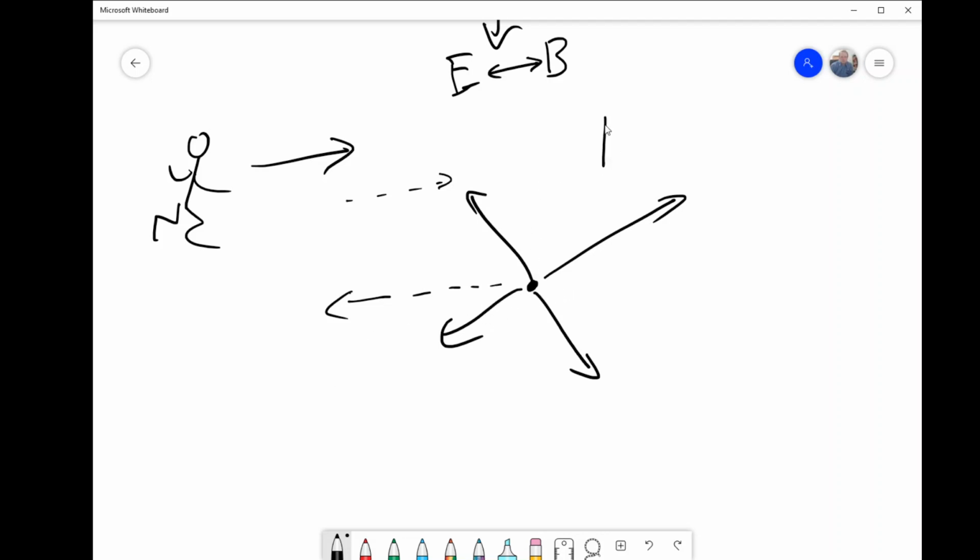A magnetic field, from a relativistic perspective, isn't a separate field. That's just what the electric field looks like when it's moving. A moving electric field is a magnetic field. Period. They are two different ways to see the same thing.